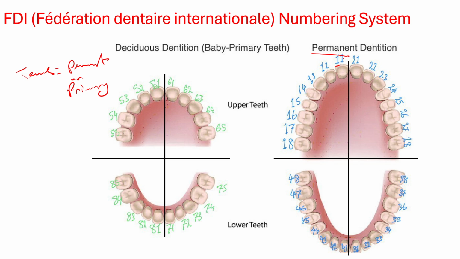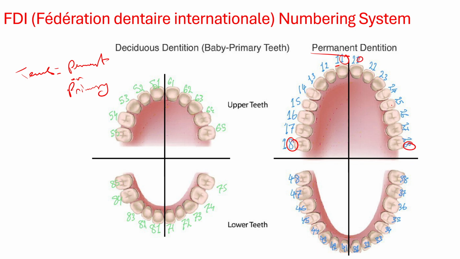And the ones digit denotes how far away this tooth is from the midline. So 1 is the tooth that is closest to the midline. This is the midline there. And number 2 denotes the second furthest, then third, fourth, all the way to number 8. Same thing here.